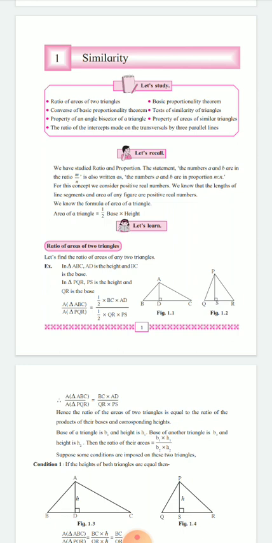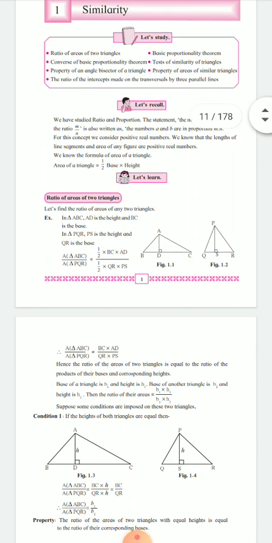Means what? The ratio of the areas of two triangles is nothing but the ratio of the product of their base and corresponding heights, isn't it? So we can say that the ratio of areas of two triangles is nothing but the ratio of the product of their bases and corresponding heights. Okay, ratio is important again here.